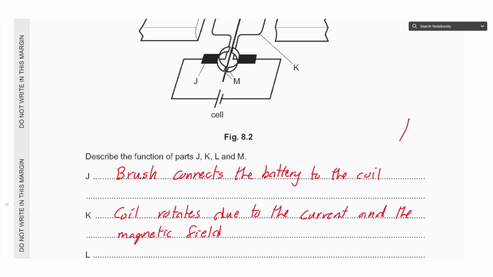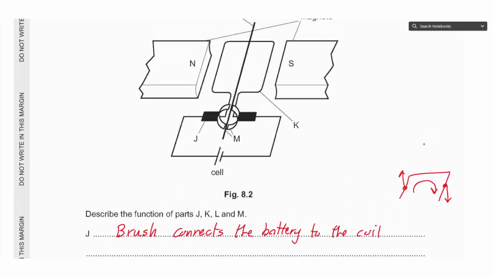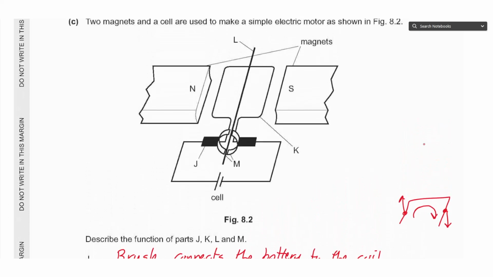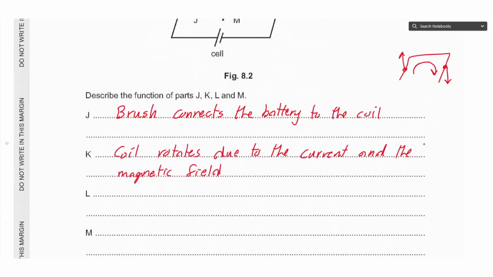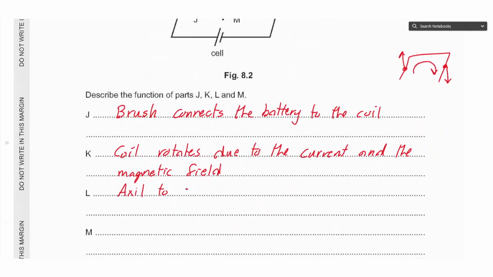That is because the coil will have one force pointing in one direction and another force pointing in the other direction. And these forces are called a couple, and they cause a turning effect, which is called a torque or a moment. Now part L is just an axle to hold the coil in place instead of just falling down. So this is an axle to support the coil or hold it in place.